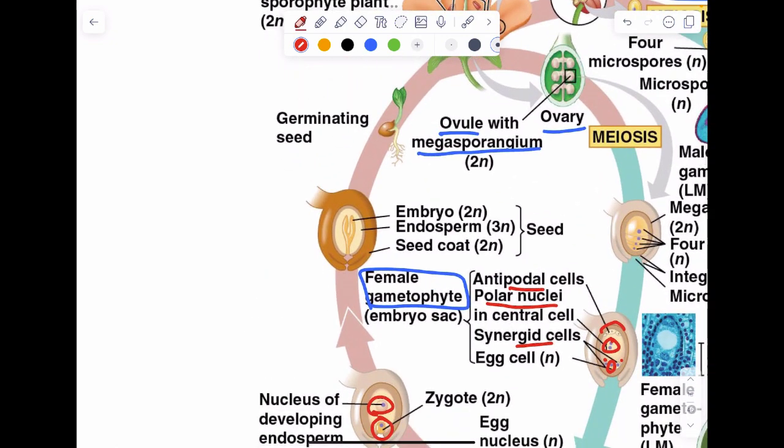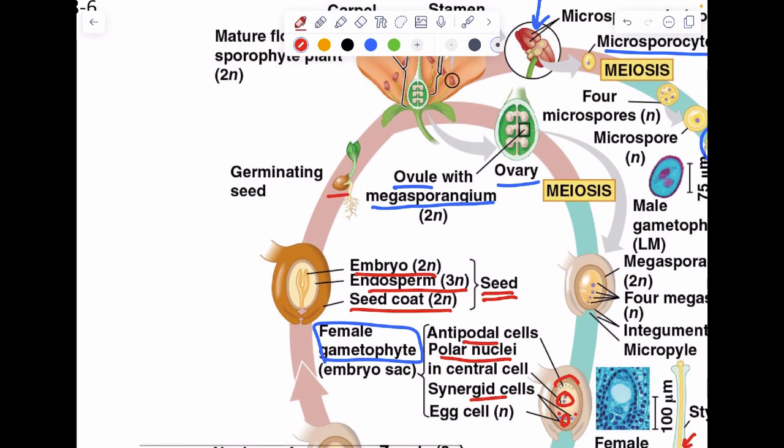Portions of the ovary are going to start to produce the seed. So the embryo is going to be diploid. The seed coat, which is going to be from the parent plant, is going to be diploid. Endosperm is triploid. It germinates. We continue our cycle.